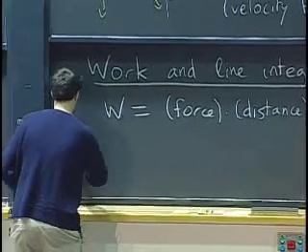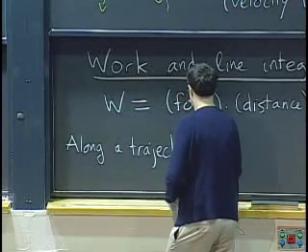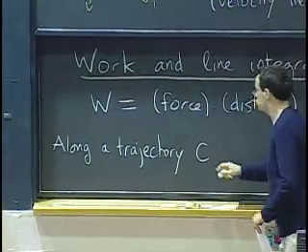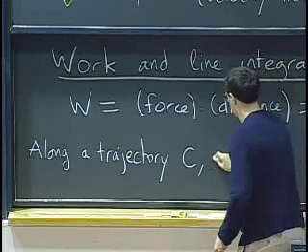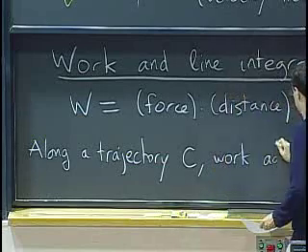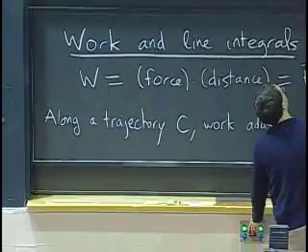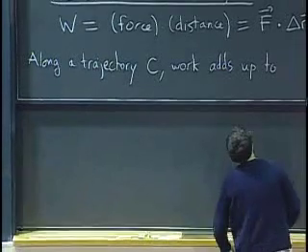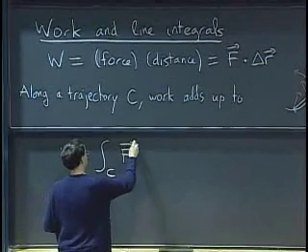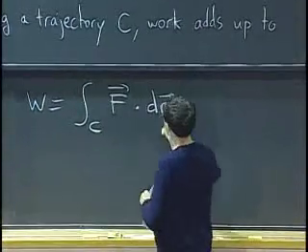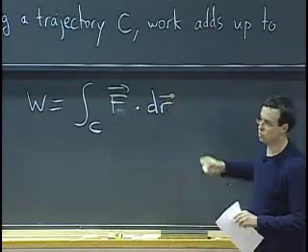Okay, so along some trajectory, let's call C the trajectory, for curve. It's some curve. And here, the work adds up to an integral, which we write using the notation integral along C of F dot dr. Okay, so we have to decode this notation.